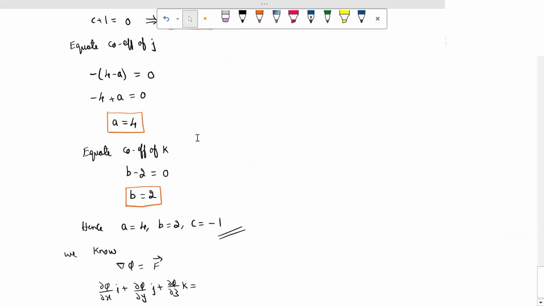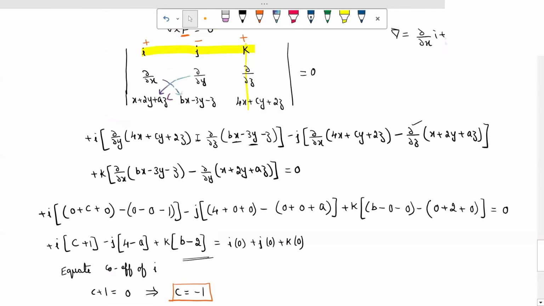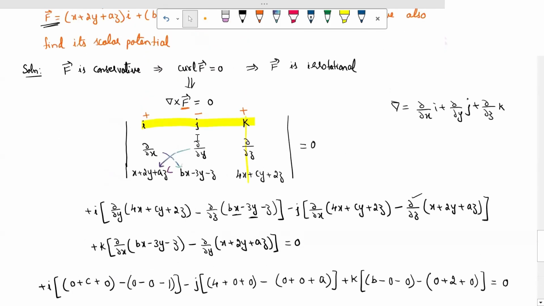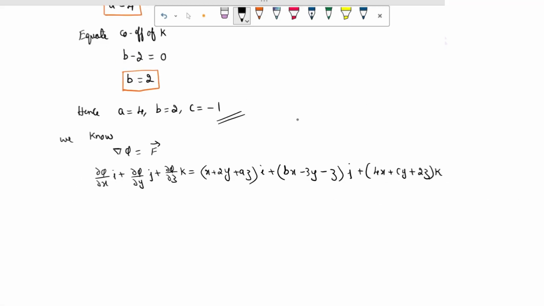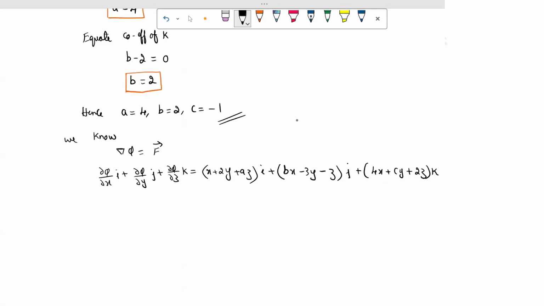So what is that vector F you are having? Go back to the question. You have x plus 2y plus az. So I've written the value of F. Now let's try to equate the coefficients of i, j, and k. So if we equate the coefficient of i, it is dou phi by dou x is equals to, it is x plus 2y plus az.